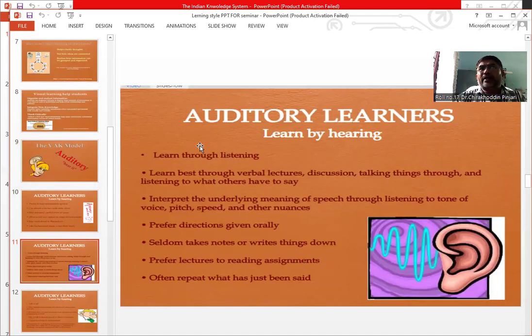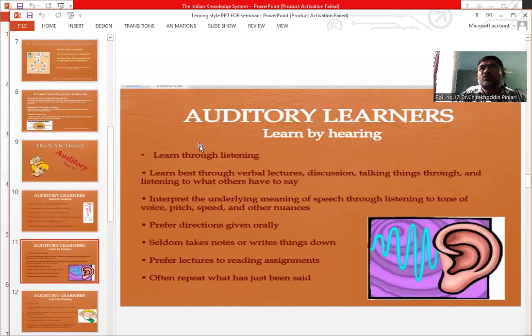Learn through listening. Auditory learners learn best through verbal lectures, discussion, talking things through, and listening to what others have to say. They interpret the underlying meaning of speech through listening to tone of voice, pitch, speed, and other nuances. They prefer directions given orally.